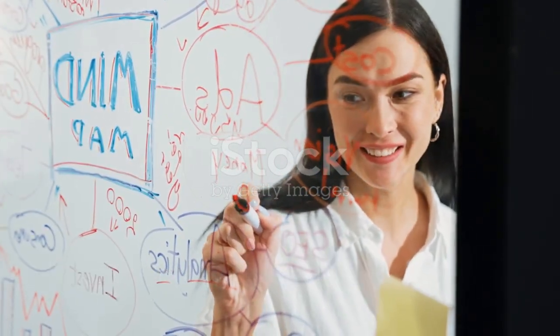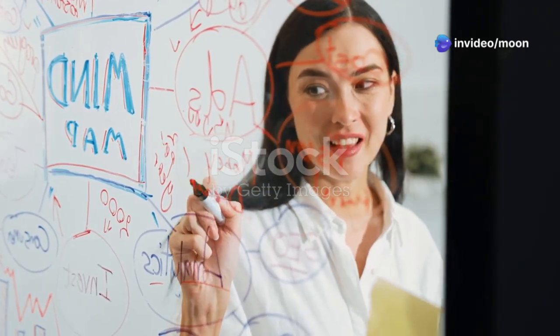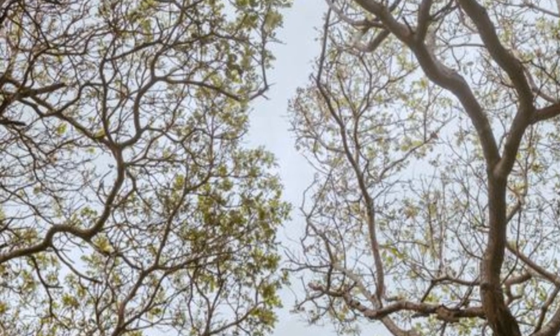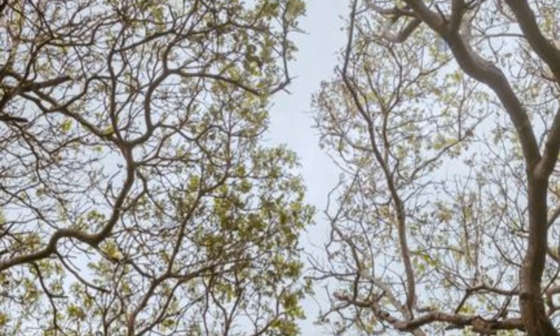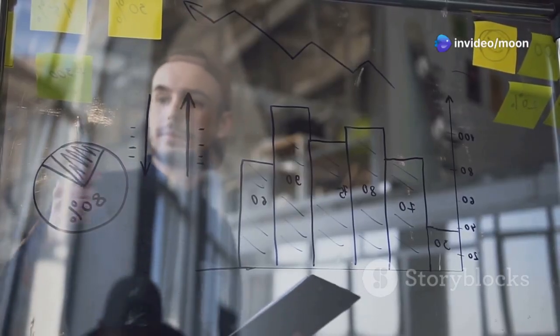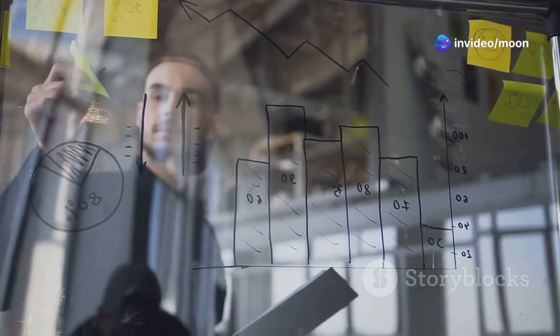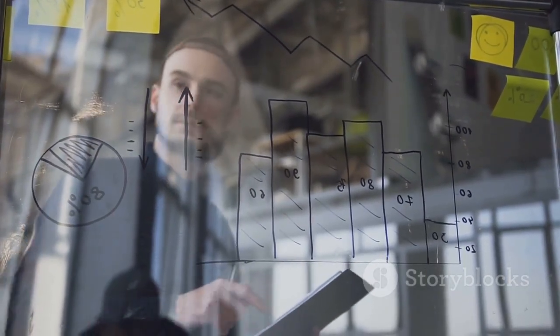The hierarchical concept map starts with the broadest, most general concept at the top. From there, it branches out into more specific, detailed subconcepts. Think of it as a tree where the trunk represents the main idea and the branches represent the various subtopics. This type of map is ideal for organizing information from general to specific, making it easier to understand complex topics by breaking them down into manageable parts.